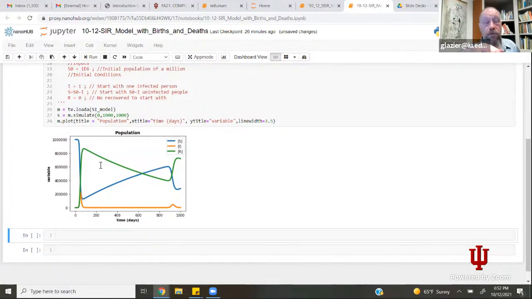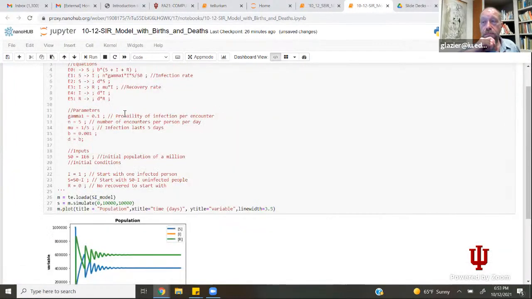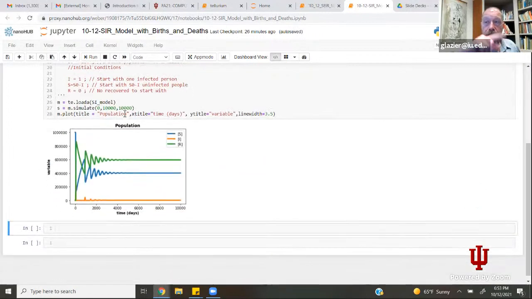Again, you could run for a longer period of time. You could run for 10,000 days, so 30 years. So why don't you make it run for 10,000 days? And again, you'll have to add one. And you see you get these peaks. They're not quite equally spaced, but they're every couple of years.